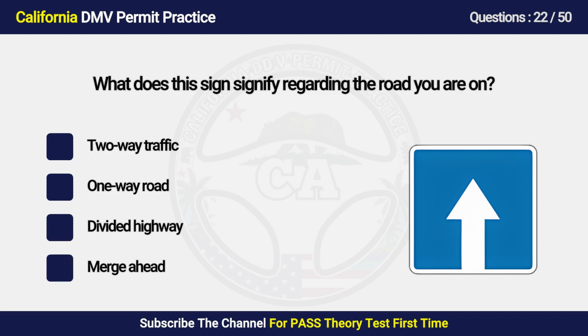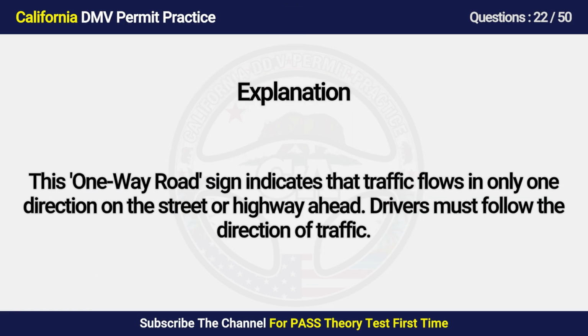A. Two-way traffic. B. One-way road. C. Divided highway. D. Merge ahead. Answer is B. One-way road. This one-way road sign indicates that traffic flows in only one direction on the street or highway ahead. Drivers must follow the direction of traffic.